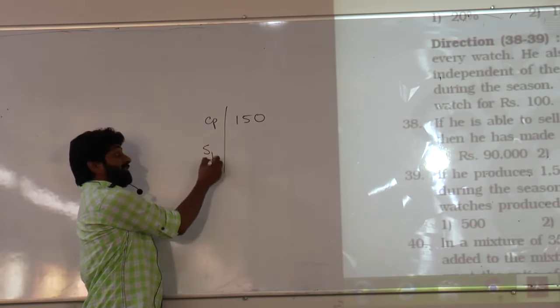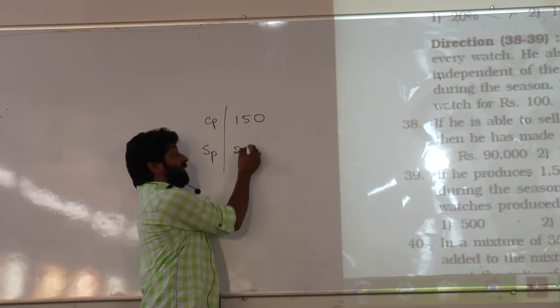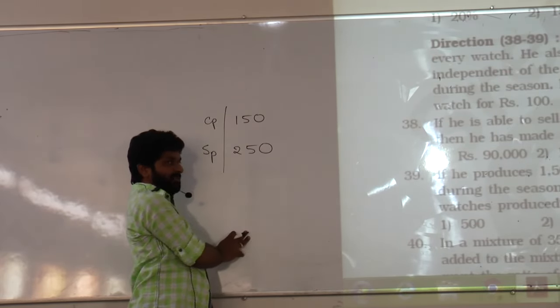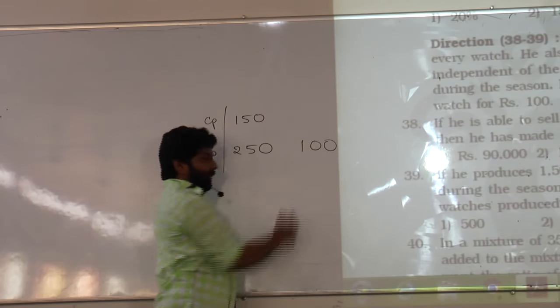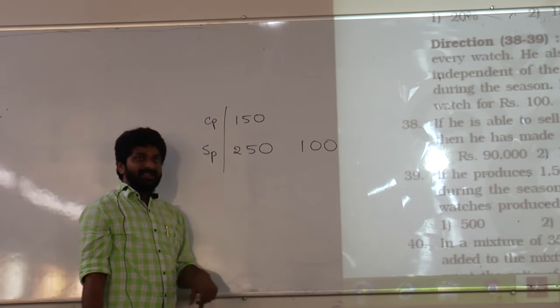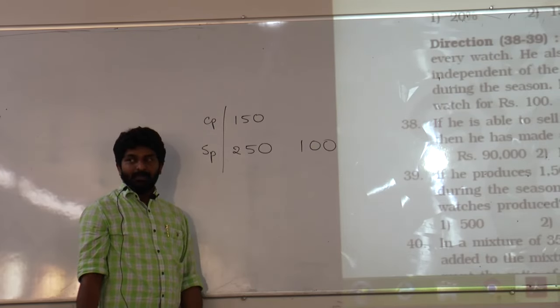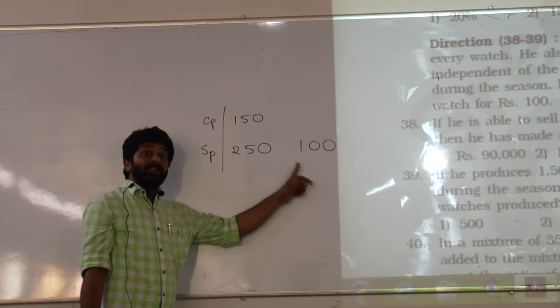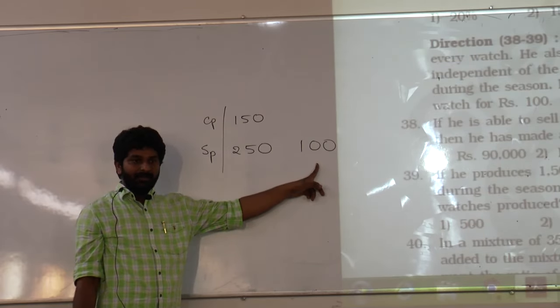What about the selling price? During the season he is going to sell it for 250 rupees, and off season for 100 rupees. So if he sells the watch during the season, he will get 100 rupees profit. If he sells the same watch in off season, he will get 50 rupees loss. Right?